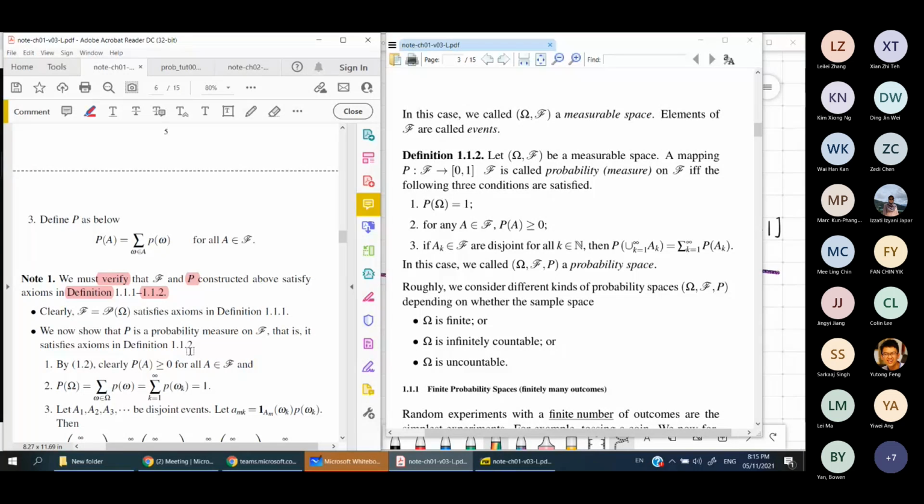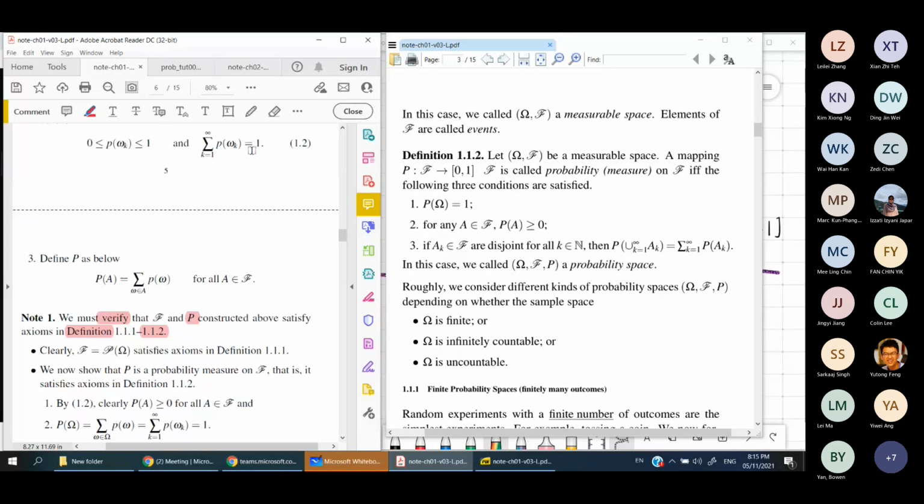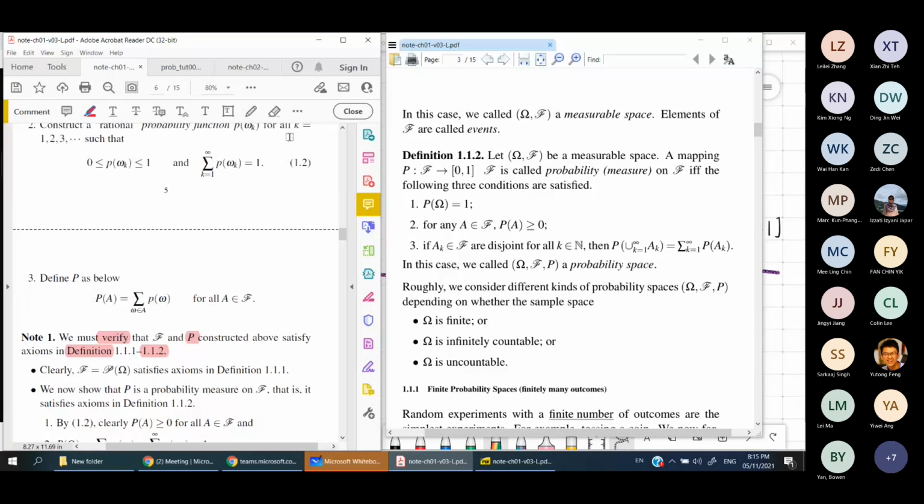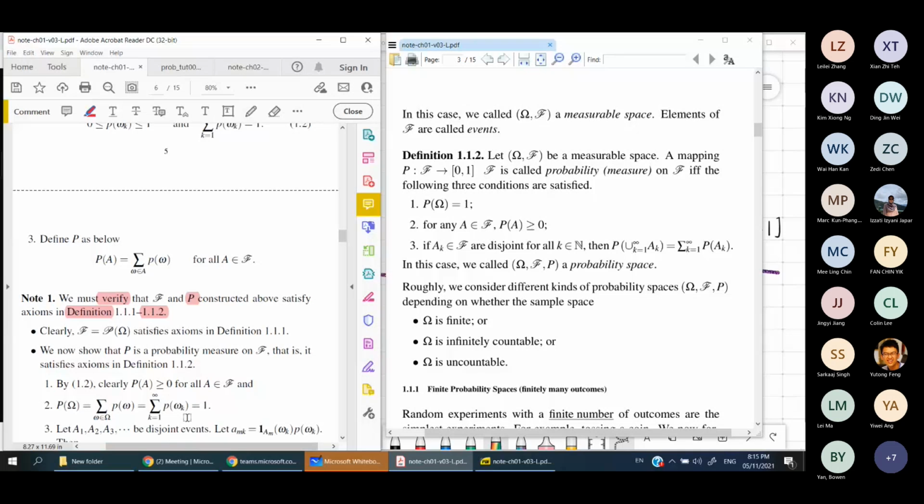Based on this, I think it's clear that P(A) is greater than or equal to 0 for all A, because all the P(omega_k) are non-negative, so the sum must be non-negative. Next, P of omega is 1, which is based on here. So 1 and 2 are done. The only thing left will be number 3.